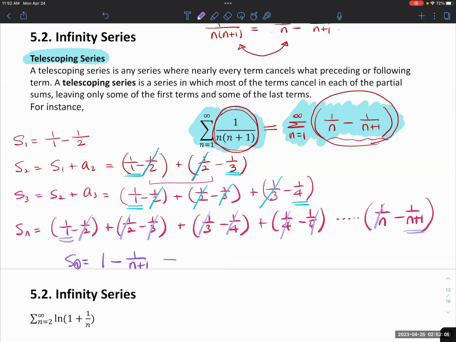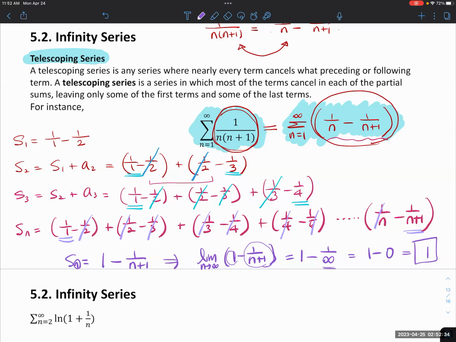So we know the limit, as n approaches infinity, of 1 minus 1 over n plus 1. So this is going to be just 1, but this one is going to be 0 because the bottom is heavier. Because this is minus 1 over infinity, correct? So 1 minus 0 is 1. So this is convergent. So the telescoping series will be convergent to 1 in this example.